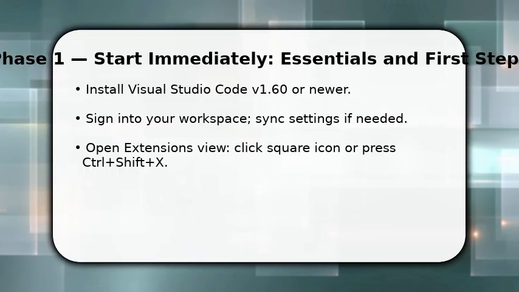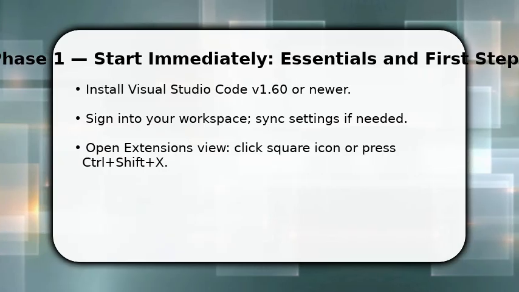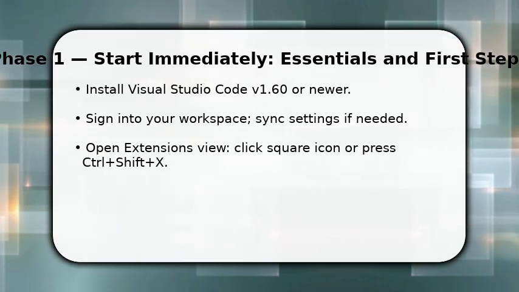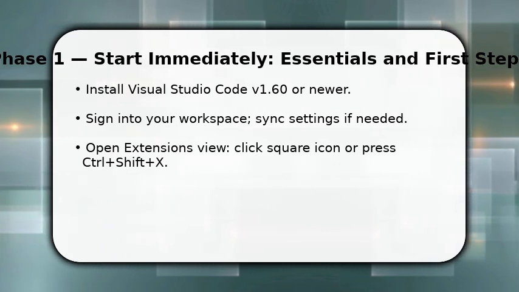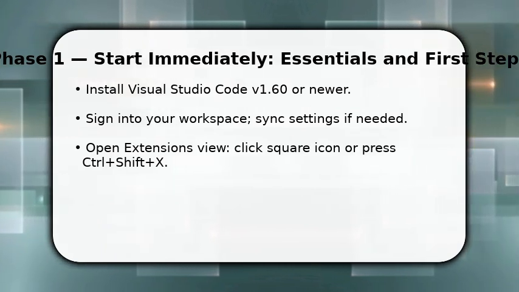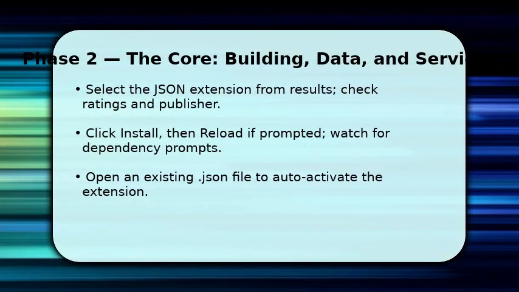Now search for JSON. You want official or highly rated extensions. Press Enter to view details. Check compatibility and last update before installing, because that prevents future conflicts. You install by clicking Install. You'll notice some extensions require reload. Do that to activate immediately.